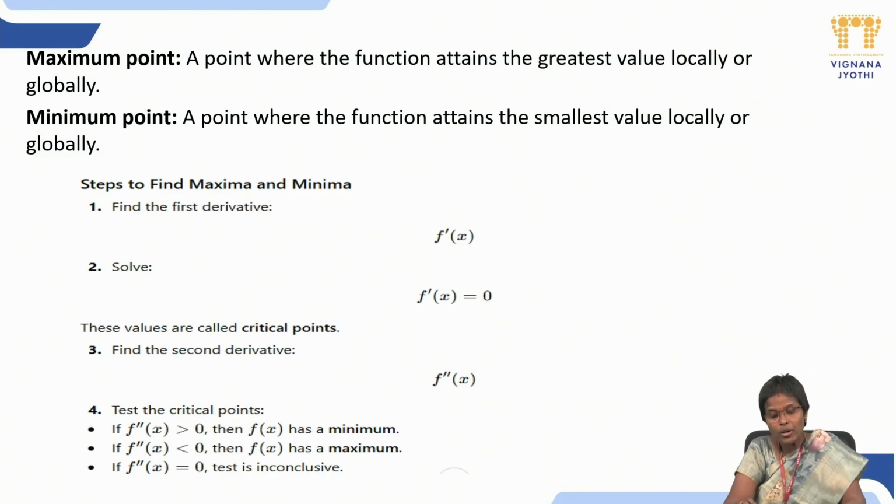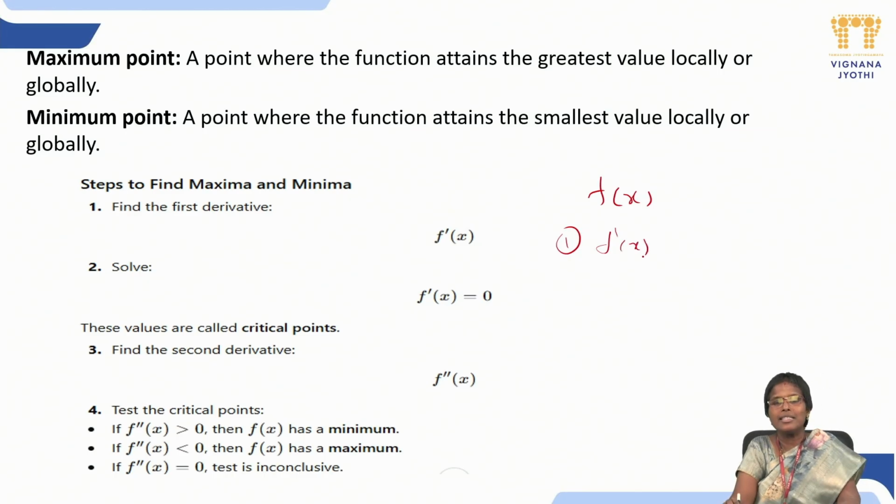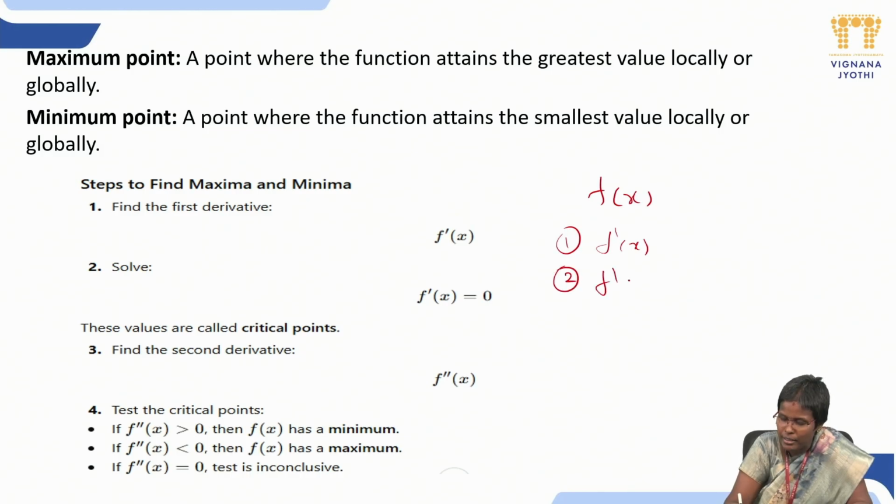Now, how are we going to find a maximum or minimum point of the given function? Suppose we consider some function f of x. In order to find the maximum or minimum, the first thing is to find the derivative of the function, that is f dash of x. Then, after getting the derivative, we set f dash of x equal to 0.